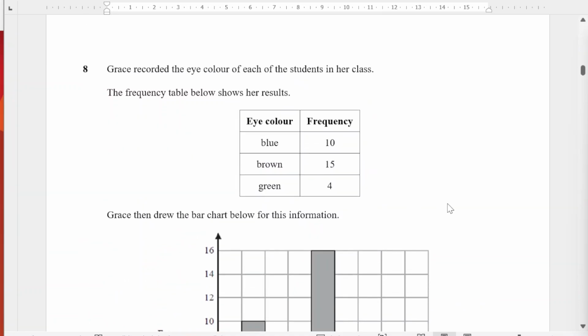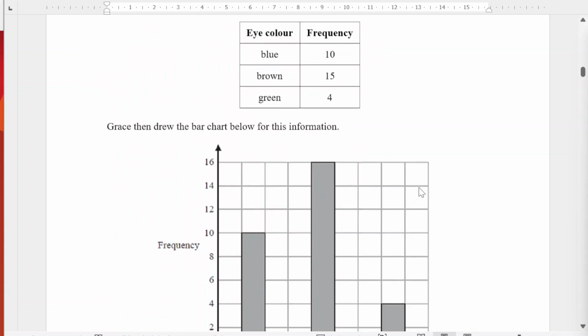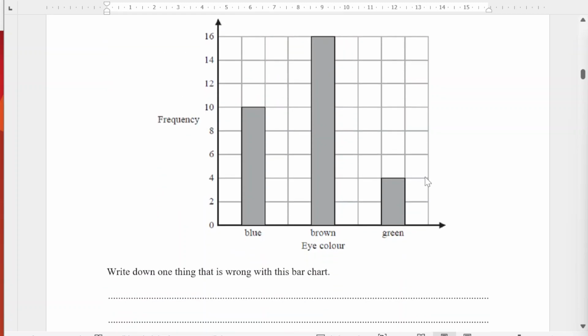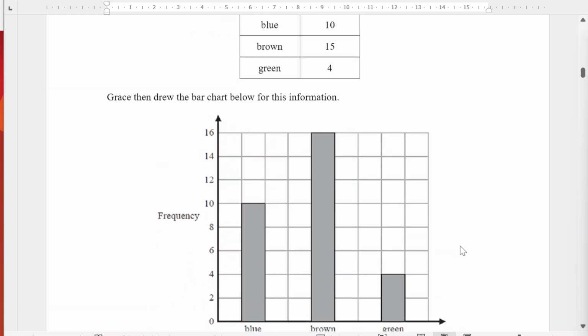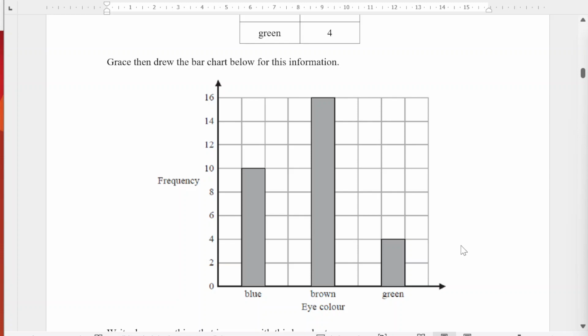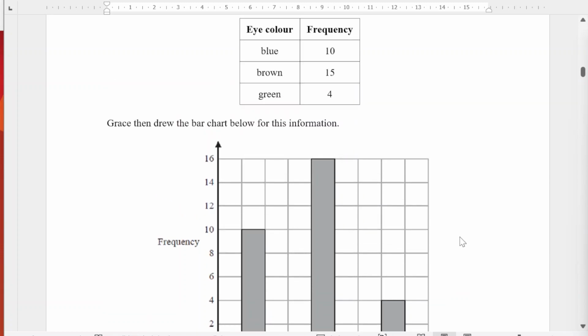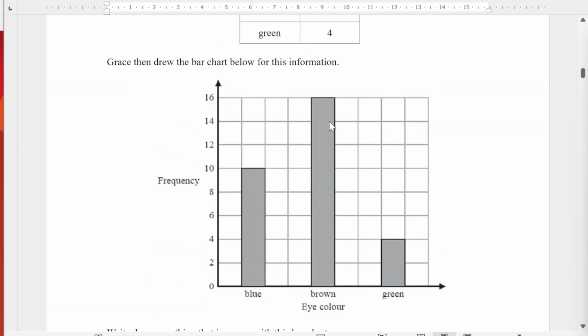And question 8. Grace recorded the eye colour of each of the students in her class. The frequency table below shows her results. So we've got blue, brown, green. Grace then drew a bar chart for this information. Write down one thing wrong with her bar chart. So if we look for common mistakes, totals are the first one that I would check. So we've got frequency of blue at 10, we've got frequency of brown at 16, and it should be 15. So that's the first one.